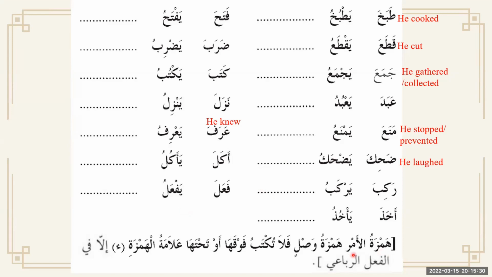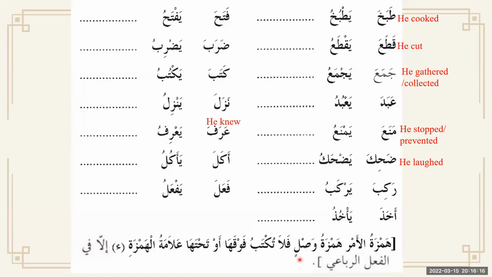Hamzatul Amri. What does Hamzatul Amri mean? What kind of combination is this? Hamzatul Amri: mudaf, mudaf ilayh. When you talk about mudaf, mudaf ilayh, there is a sense of possession, of, or apostrophe s. So Hamzatul Amri means Hamza of Amr, Hamza of command, Hamza of order.